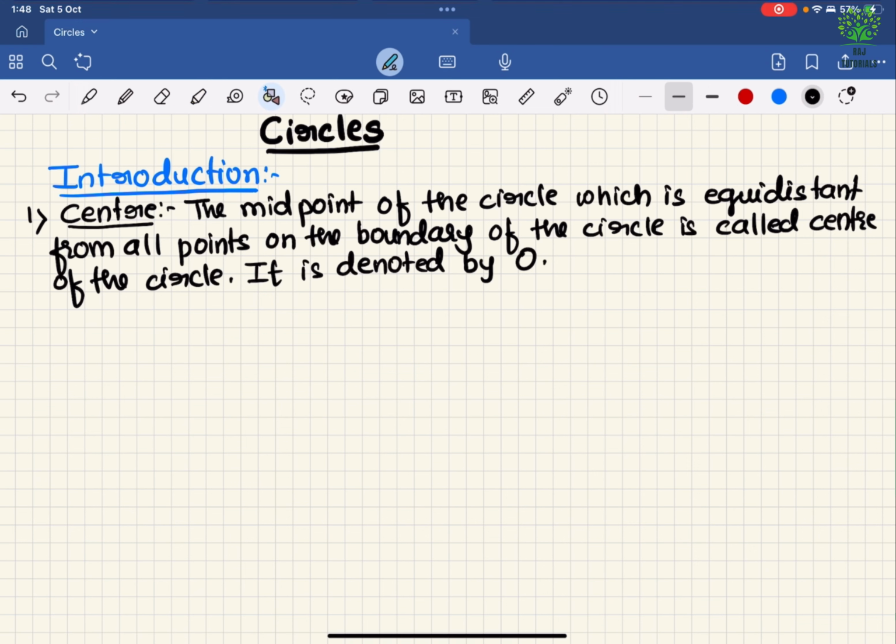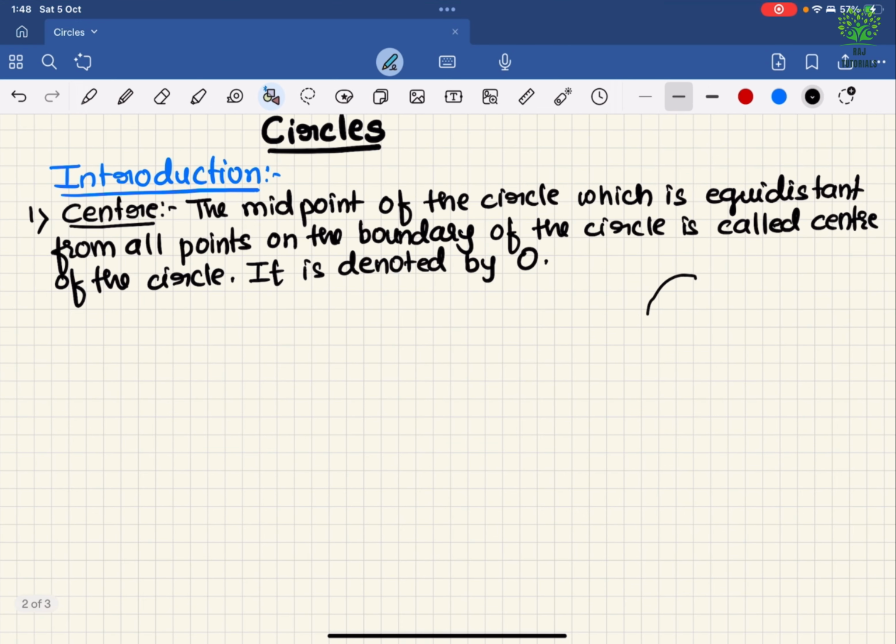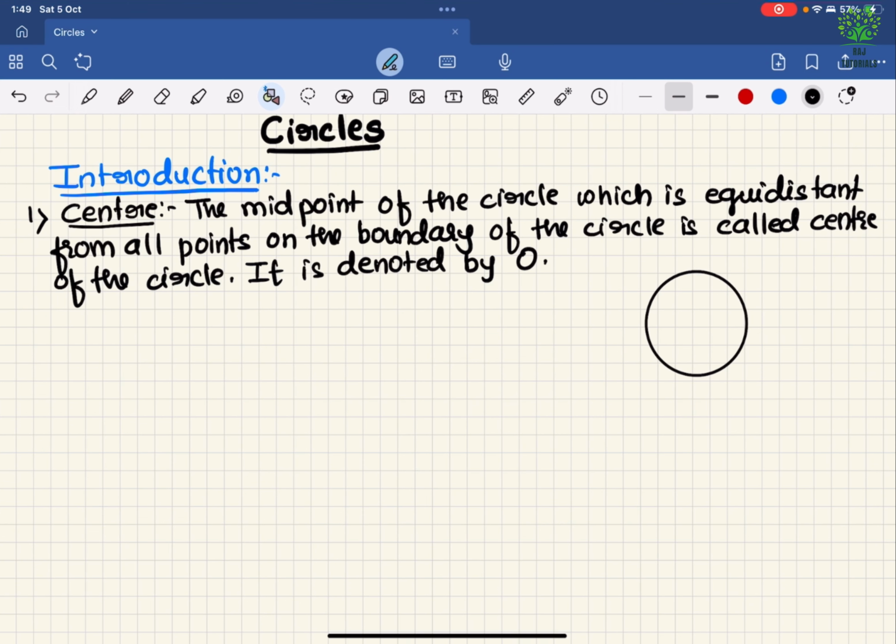So now let us draw one figure having a circle. So the point which is equidistant will be O and A. So here O is called center of the circle.